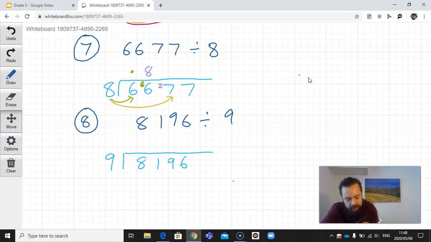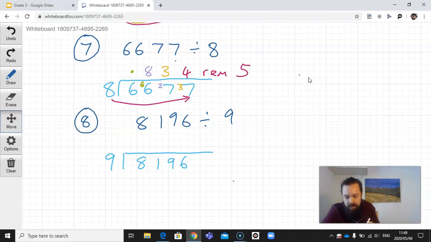How many 8s in 27? 8, 16, 24, so that's 3. We used 24 of the 27, so we've got 3 left. How many 8s in 37? 8, 16, 24, 32. That would be as many as we can, so it's 4. And we've used 32 of those 37, so 33, 34, 35, 36, 37, remainder 5.